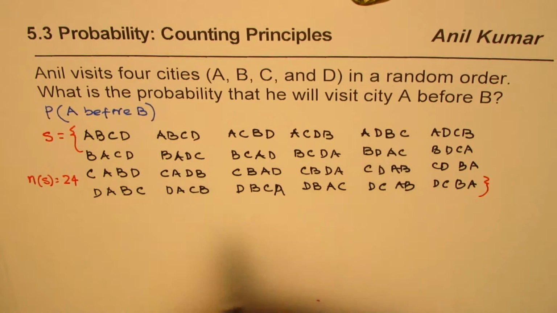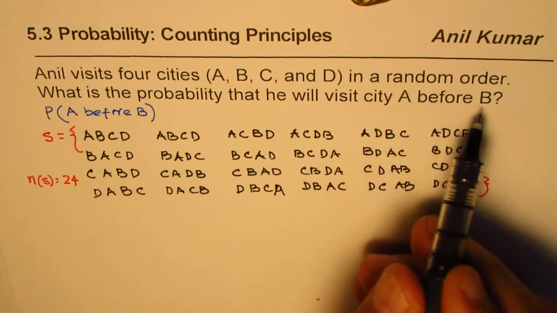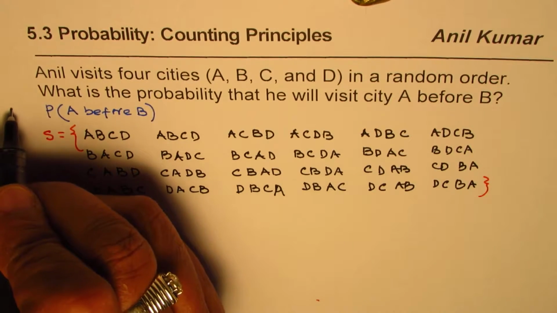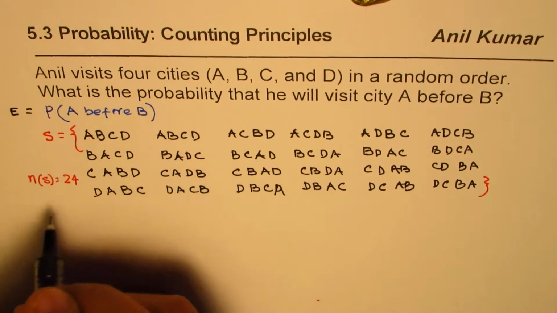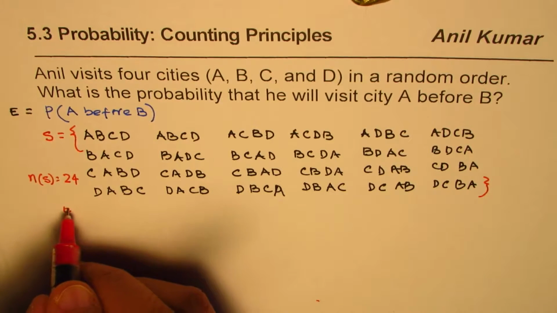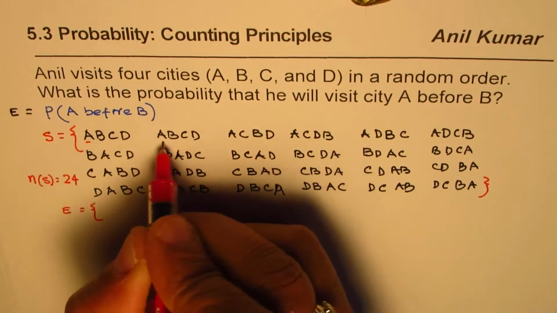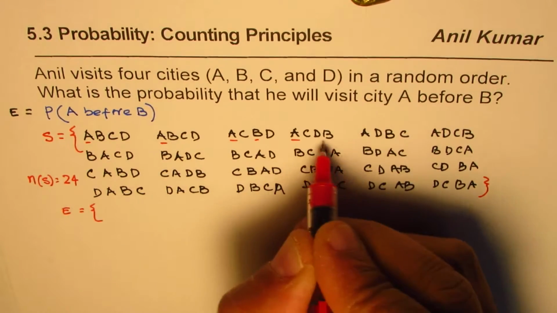Now, out of these, which ones are where A is before B? Let me call this event E. So for E, let's figure it out. What options do we have? Let me highlight first. So A is before B in all these cases, correct?